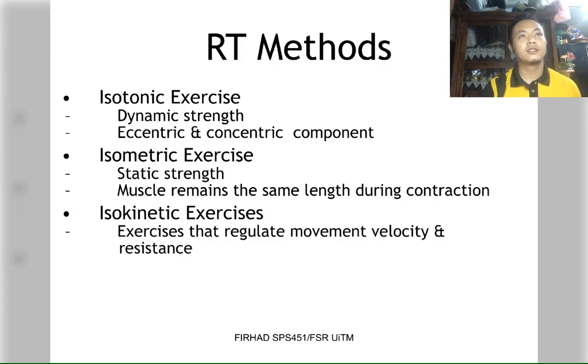Next slide is resistance training method. Number one is isotonic exercise. It is dynamic strength, with eccentric and concentric components. When we talk about isotonic exercise, it is the normal weight training that we used to do that involves movement, which is eccentric and concentric. What is eccentric? Eccentric is lengthening your muscle, and concentric is shortening your muscle contraction.